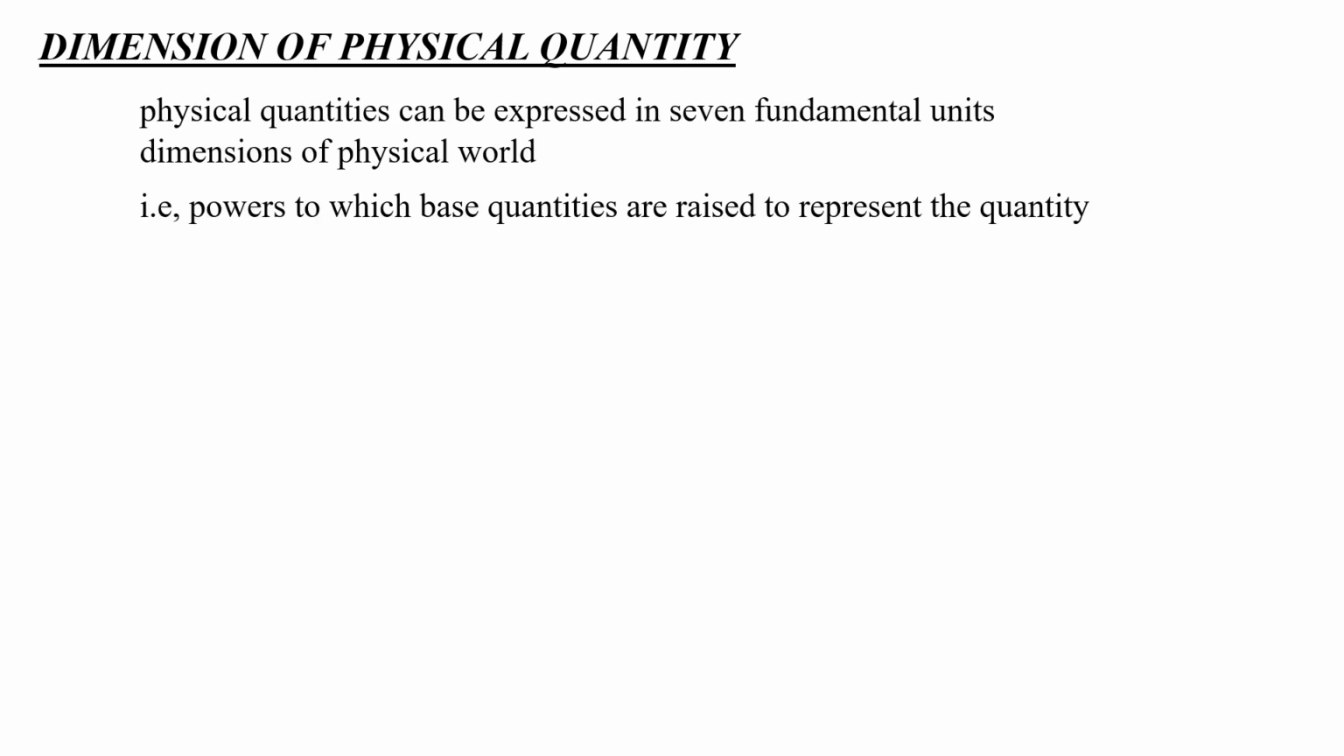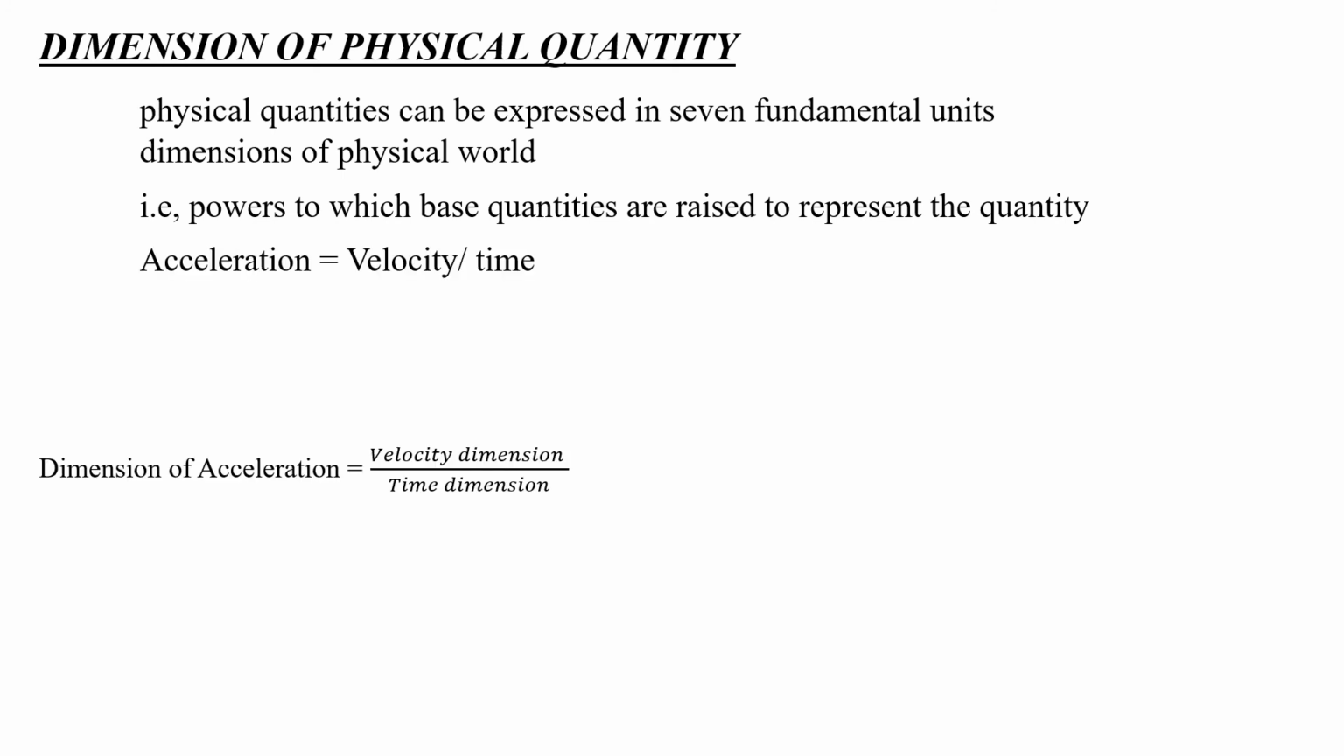What do you mean by dimensions of a physical quantity? Dimensions of a physical quantity mean that a physical quantity can be expressed in 7 fundamental units, and these 7 fundamental units come as the dimensions of the physical world. That is, the powers to which base quantities are raised to represent the quantity.